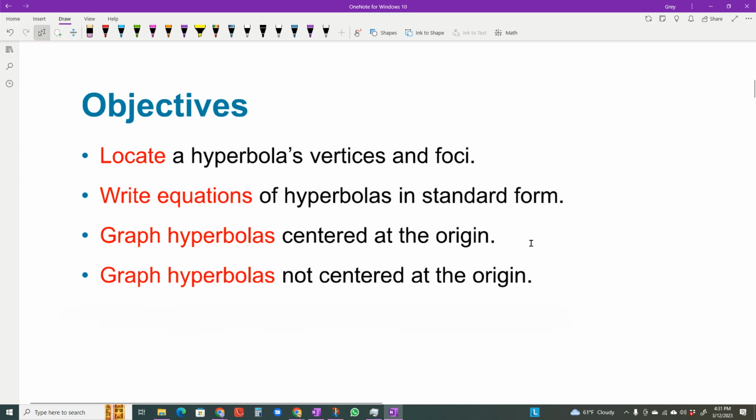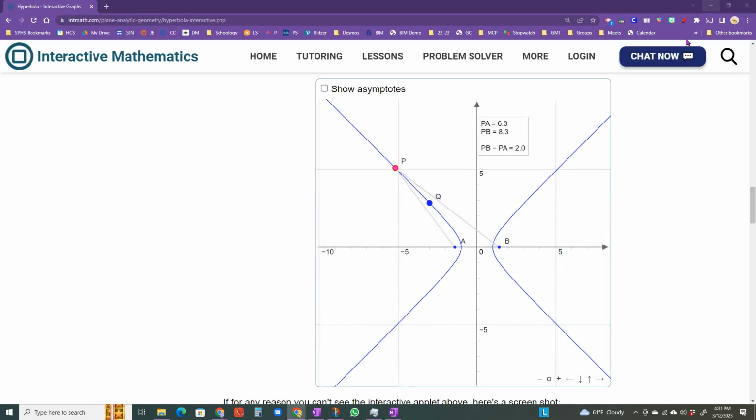Now, before I go on, I want to refresh your memory. We talked about in the last video, 9.1, ellipses, that an ellipse was the set of all points in a plane such that the sum of the distances from two fixed points was a constant. Well, in a hyperbola, we have the set of all points in a plane such that not the sum, but the difference from two fixed points is a constant.